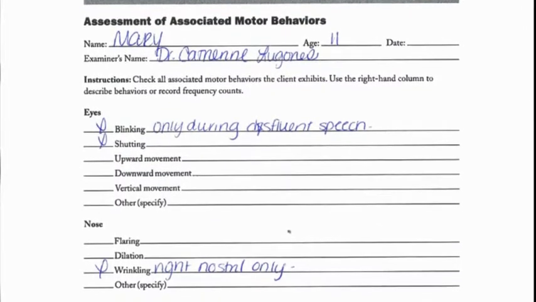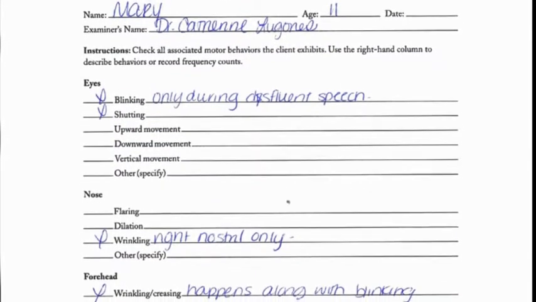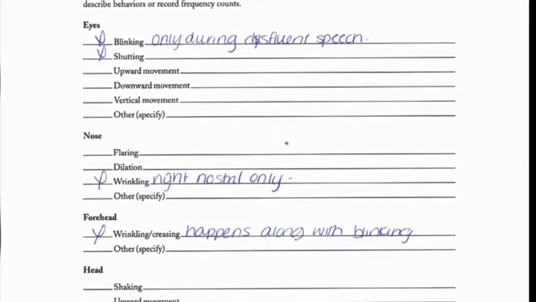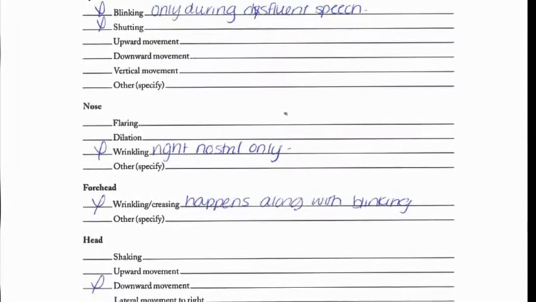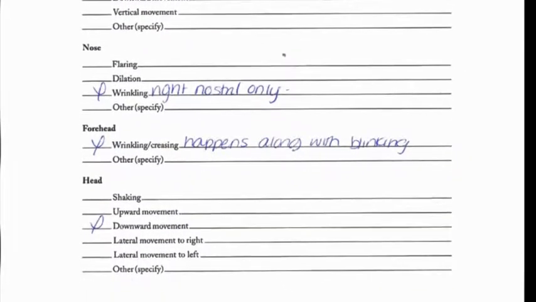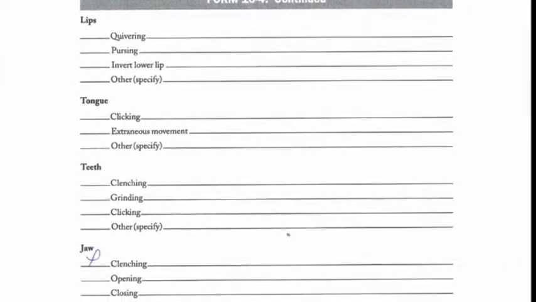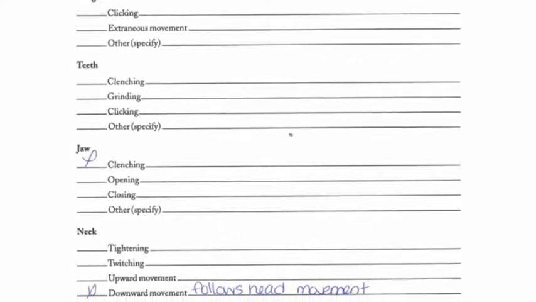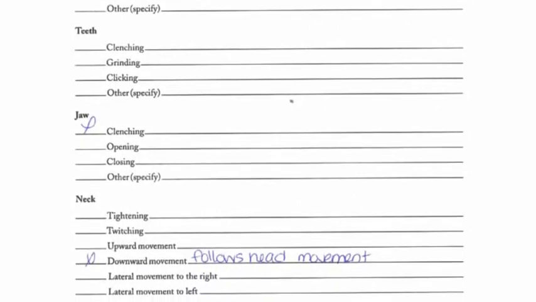Form 10-4. The Assessment of Associated Motor Behaviors checklist includes different types of movements that can be associated with different parts of the body. It is an assessment to identify extraneous behaviors associated with stuttering. It's important to not only take note of what the movement is, but to also chart their frequencies in the same manner that disfluencies are charted.